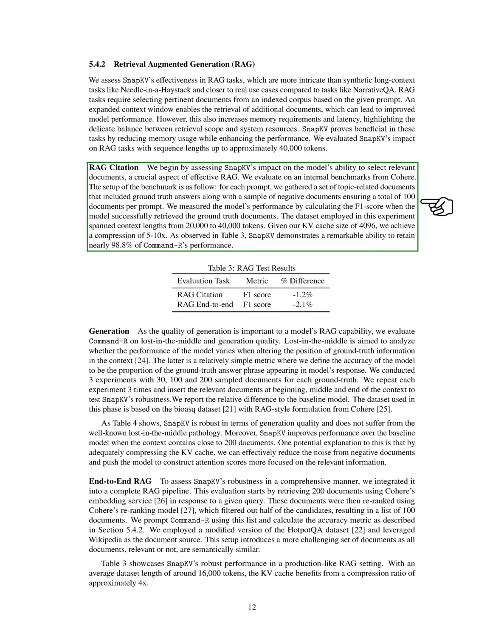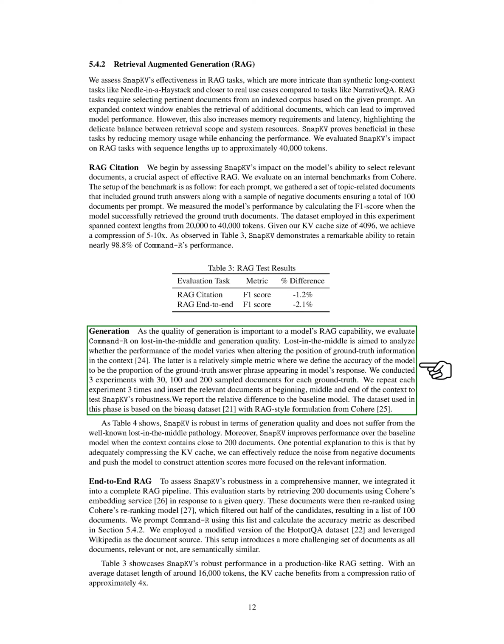In evaluating SnapKV's impact on RAG tasks, we focused on its ability to select relevant documents, crucial for effective RAG. Using an internal benchmark from Cohere, we gathered topic-related documents for each prompt, including ground truth answers and negative samples, totaling 100 documents per prompt. By compressing the KV cache size to 4096, achieving a compression of 5 to 10x, SnapKV retained nearly 98.8% of Command R's performance.